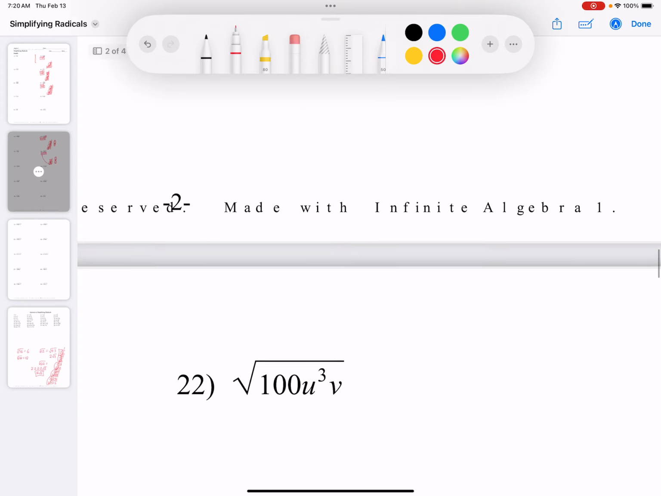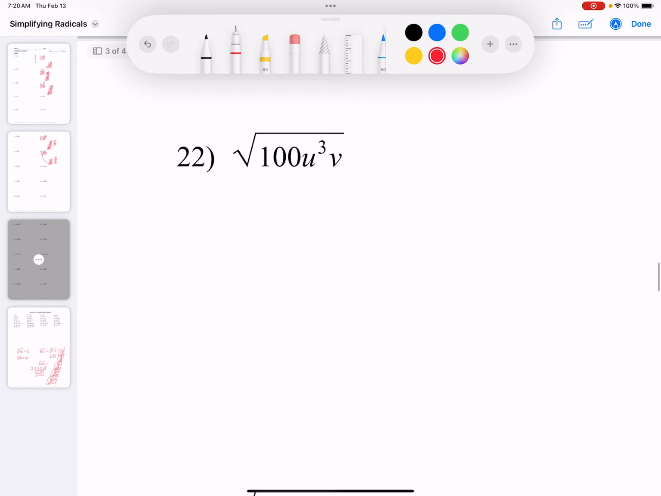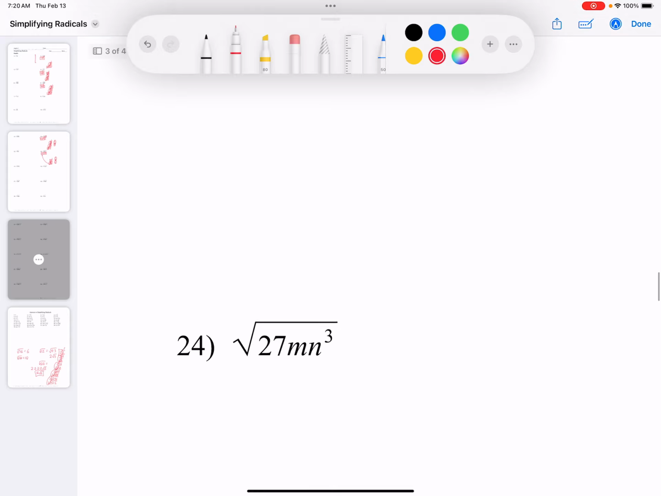So the only difference between that set of 10 and the last set of 10 is the last set of 10 has 2 variables. That's the only difference. So I'm not going to do that one.